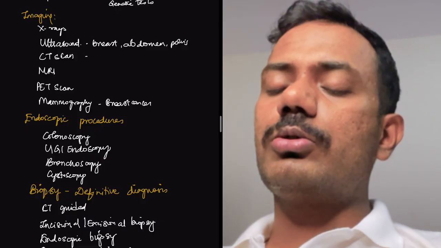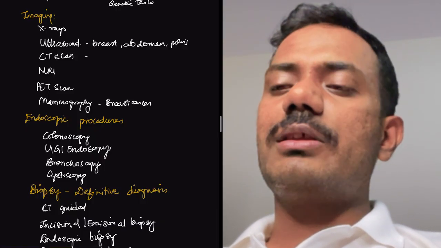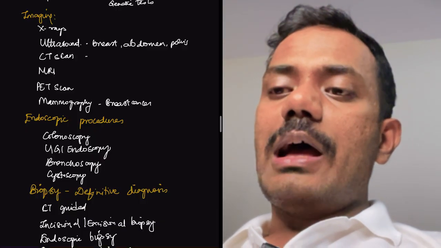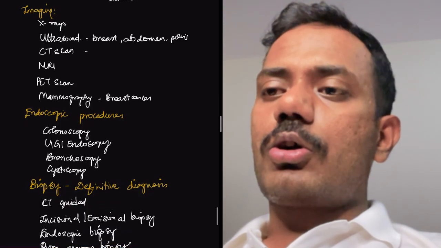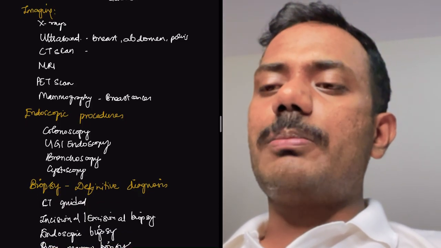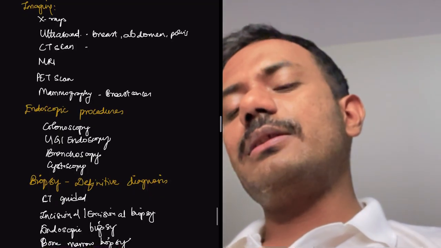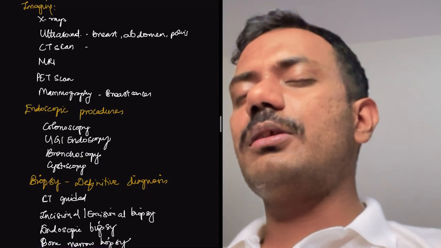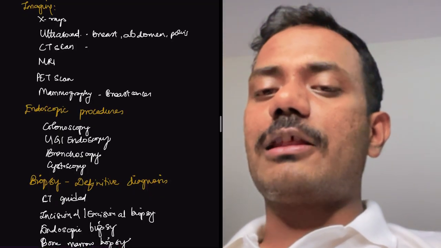When you put it into the airways and visualize the airways in the lungs, then it is called the bronchoscopy. When you put it into the urinary passage and try to visualize the urinary bladder, then it is called the cystoscopy. All these things are used for cancer at the respective places.